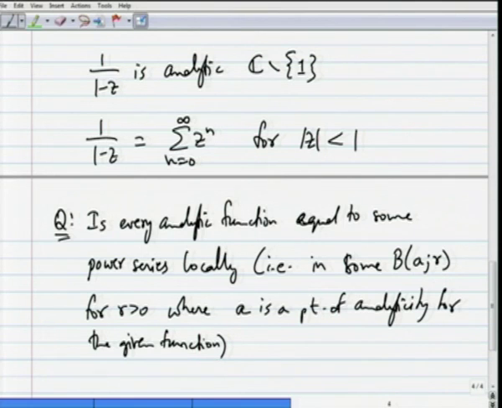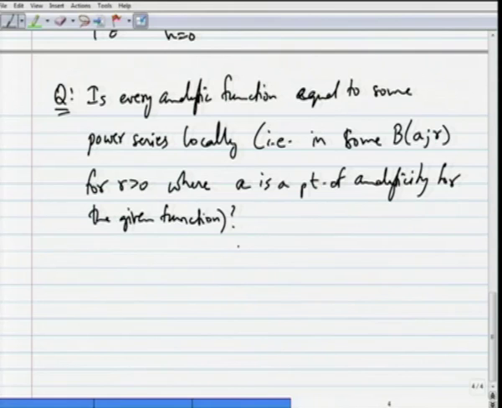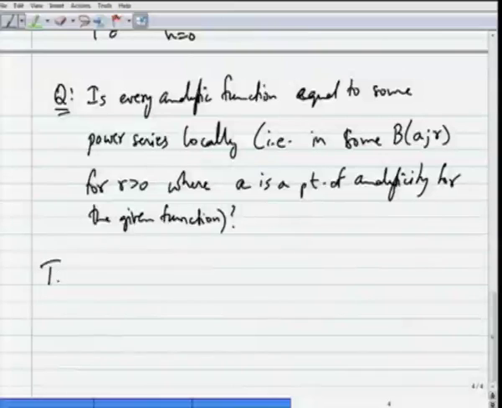Locally means that there is a small disk around the point of analyticity, of positive radius, such that a certain property holds. That is a local property, and the property we are interested in here is whether every analytic function is locally a power series. So the answer to this question turns out to be yes, and this is answered by Taylor's theorem. Taylor's theorem tells us that every analytic function is locally a power series. So let us see what Taylor's theorem says.